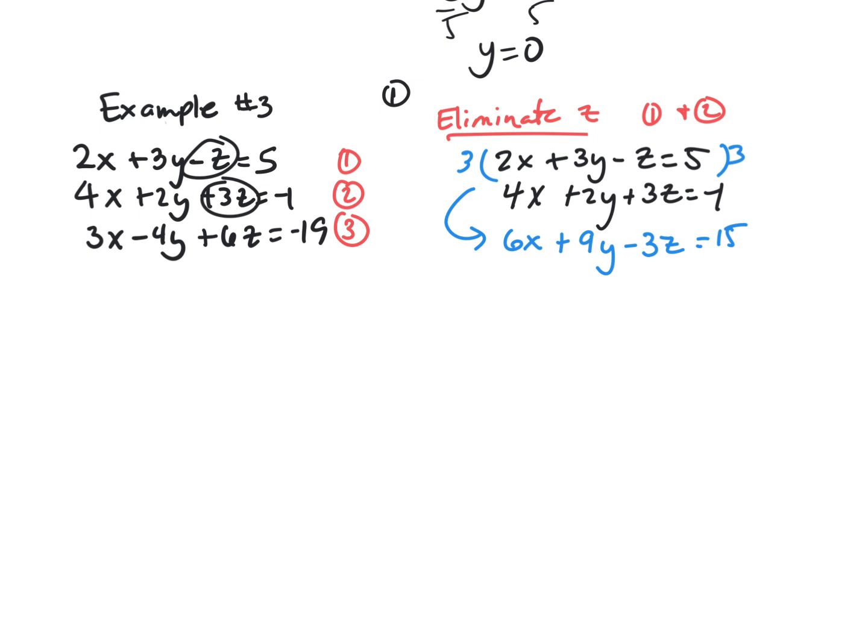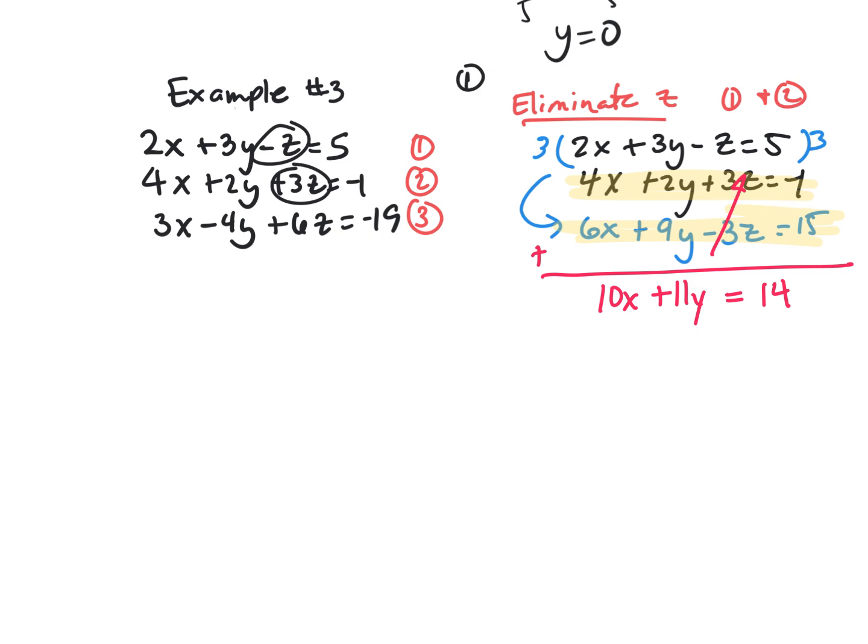And so I'm just going to add these 2 together, the ones I'm going to highlight. I'm going to add this with this. And my z's should be gone. So 6 plus 4 x's, I have 10 x's. 2 plus 9 is 11, so 11 y's. My z's should cancel. And negative 1 plus 15 is a positive 14. Okay, that's step 1.